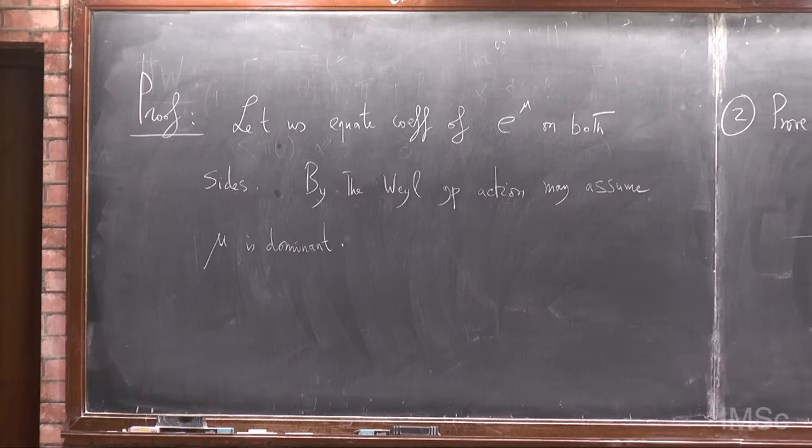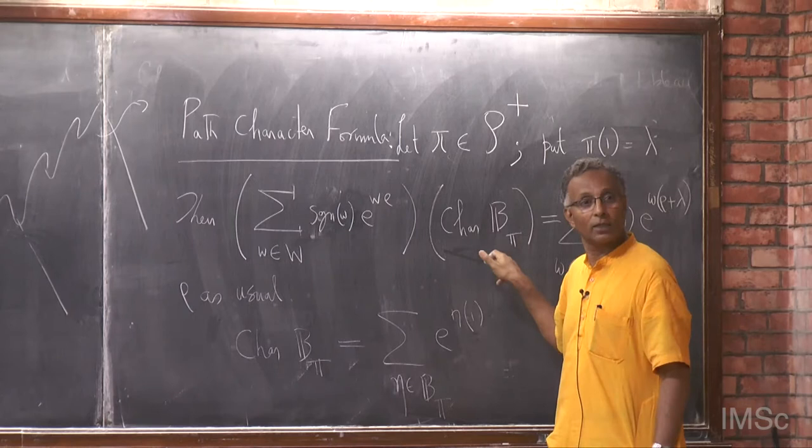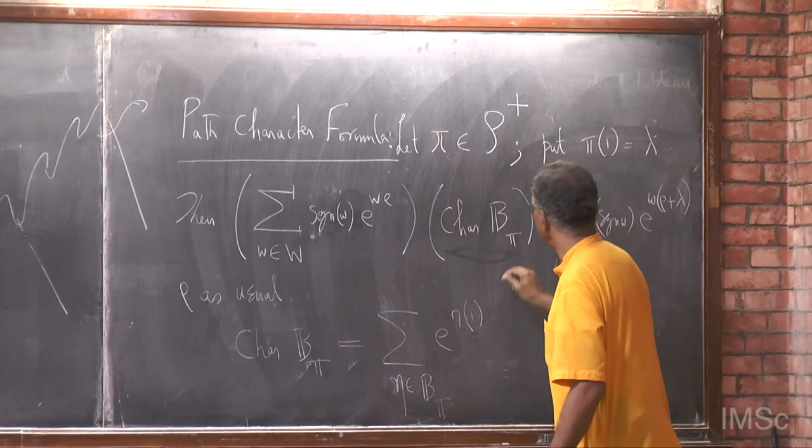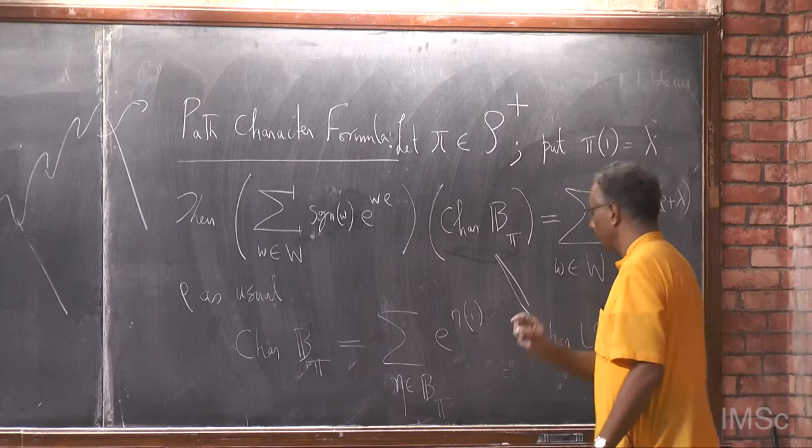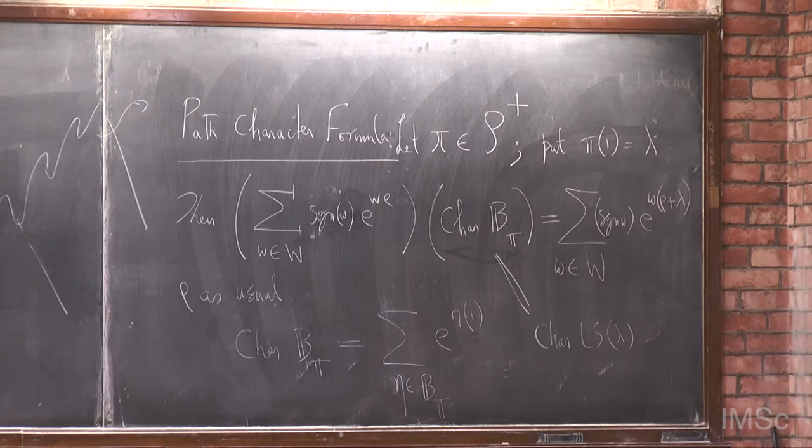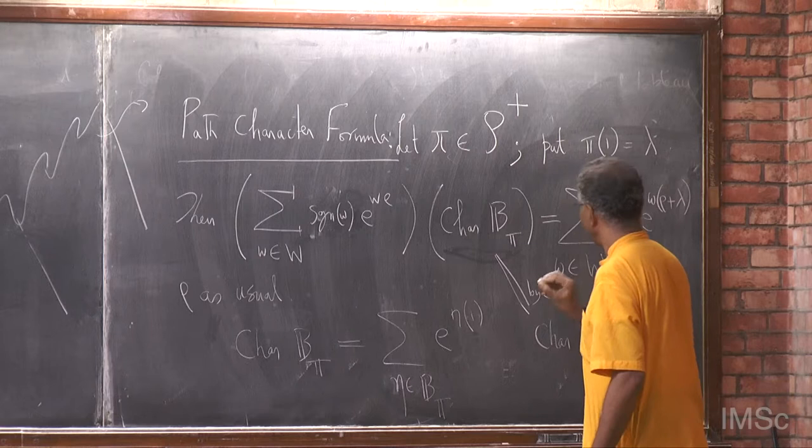this is an endpoint of an LS path. I have chosen any path here. But it's enough to show that in the case of, I may assume that this is LS, right? Because this is equal to the character of LS lambda, because of the colored directed graph isomorphism theorem.